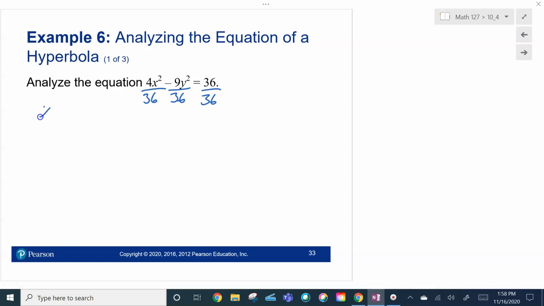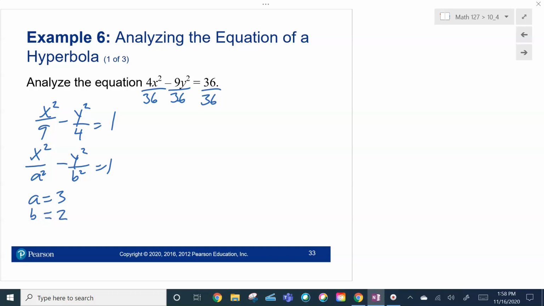So we've got x squared over 9 minus y squared over 4 equals 1. Notice the x squared is first. So this is of the form x squared over a squared minus y squared over b squared equals 1. This opens right and left, kind of like the ones we started with. The center's at the origin again. If a squared equals 9, I know a is 3. If b squared equals 4, I know b is 2.